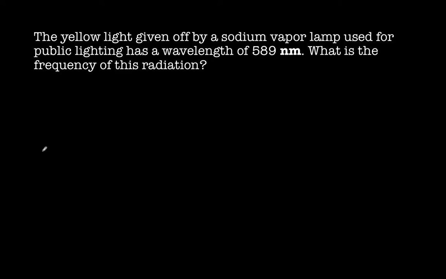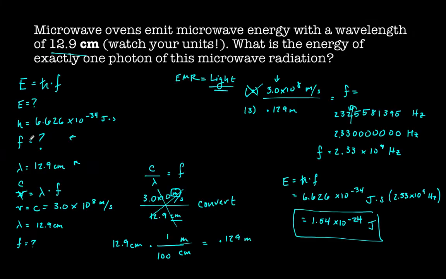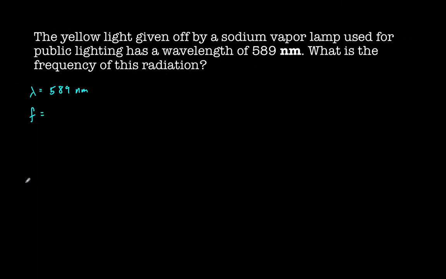Number 2 states that the yellow light given off by a sodium vapor lamp used for public lighting has a wavelength of 589 nanometers. What is the frequency of this radiation? So here's what I'm going to do. Again, I'm going to write that I have a wavelength of 589 nanometers, and I'm trying to find a frequency. Now, same thing. I'm going to need some sort of equation that has both wavelength and frequency, and if we look back, the only equation that has both is your velocity equation.